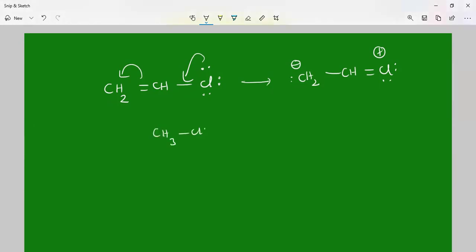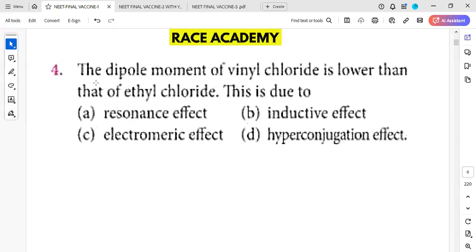Ethyl chloride is CH3CH2Cl. Such a chance of resonance is not there in ethyl chloride, so ethyl chloride has a greater dipole moment than vinyl chloride. Okay, so the right answer is the first option: the dipole moment of vinyl chloride is lower than that of ethyl chloride. This is due to the resonance effect.